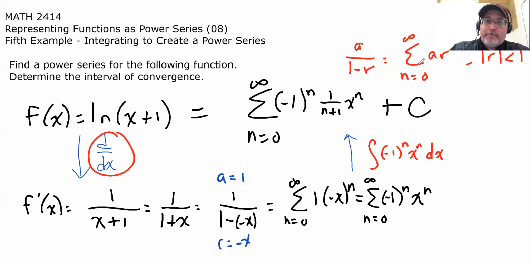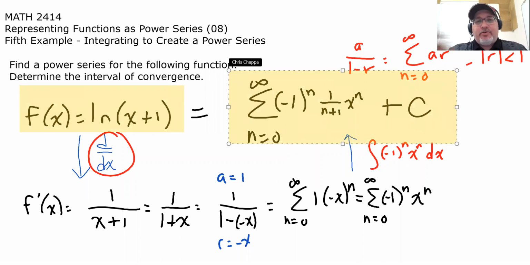So here's where we are. We have this function is equal to this series, by taking the derivative of the function, finding its power series, and then undoing the derivative by taking the antiderivative, the integral, with a plus c. Now, let's talk about interval of convergence first, and then we'll worry about the plus c.